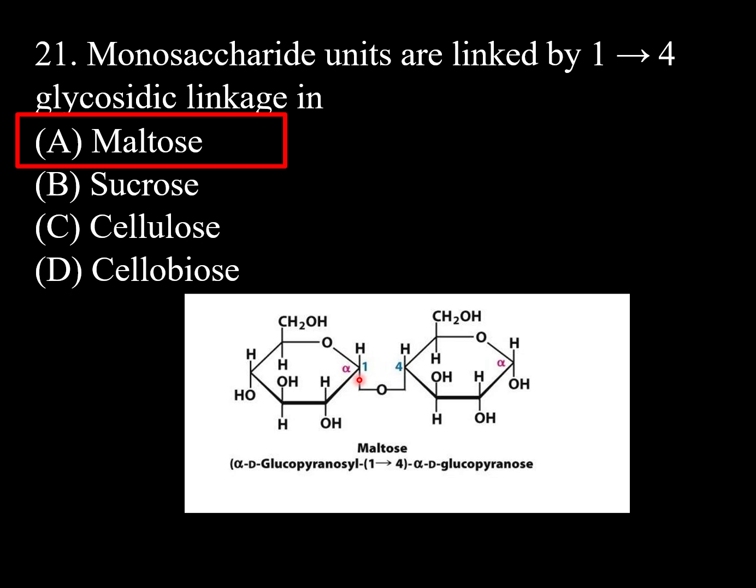You can see here this glucose carbon number 1 and this glucose carbon number 4. Their hydroxyl groups are joined together. There is oxygen present in them. This bond is known as glycosidic bond, and the linkage is 1,4 glycosidic linkage. And this is in the alpha form. So that's why they are known as alpha D 1,4 glycosidic linkages, and the right option is maltose.